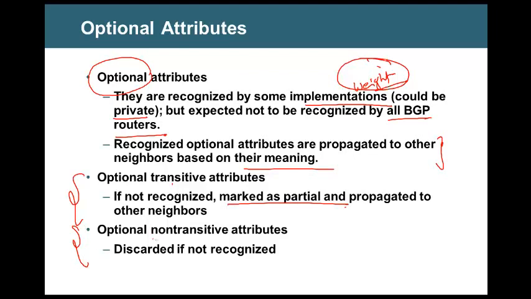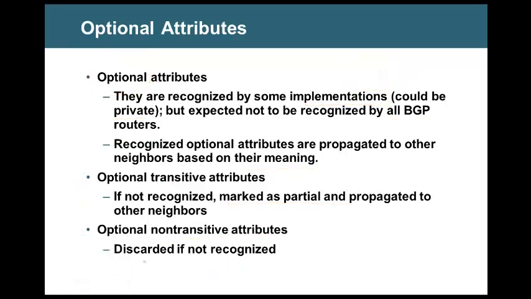But there is another one called non-transitive. If it is not recognized, discard it. Don't send it. If it is recognized, send it. So in the optional transitive itself, if recognized, it is considered complete. If not recognized, it is considered partial. Here, if not recognized, it is discarded. If recognized, allow.